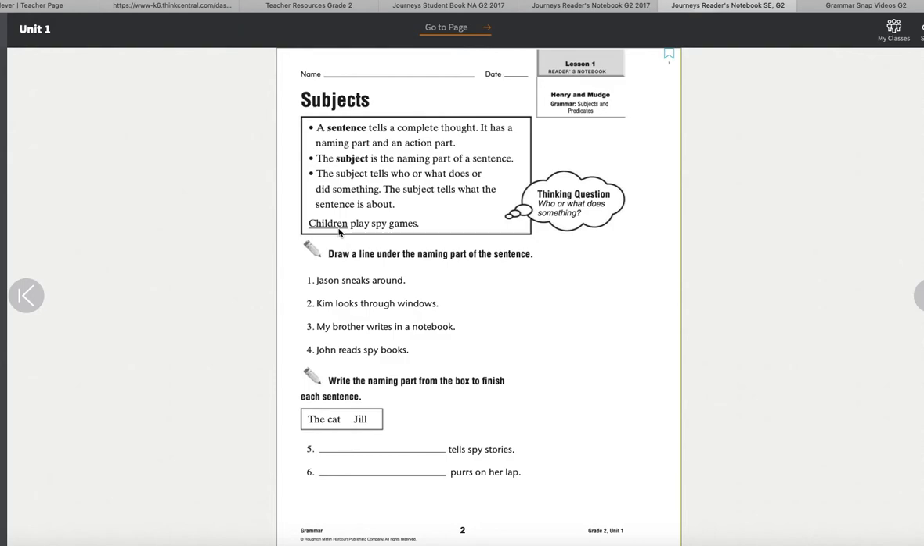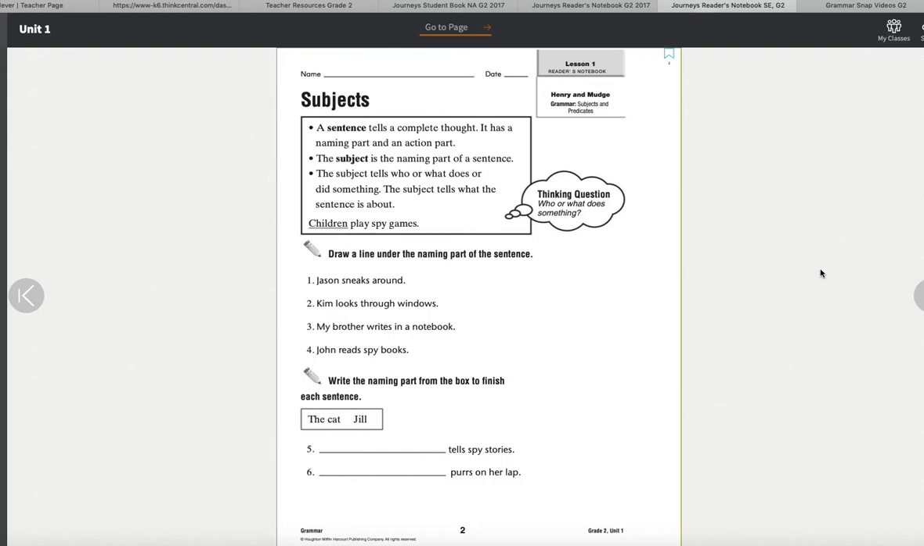You drew a line under Kim in number 2 because Kim is who we're talking about in the sentence. Kim looks through the windows. Hopefully you drew a line under both my and brother for sentence number 3. If you didn't underline the word my, that's fine, but my brother is the whole subject. And then John in the sentence for number 4, okay? Those are the naming parts. Those are who we're talking about in the sentence.